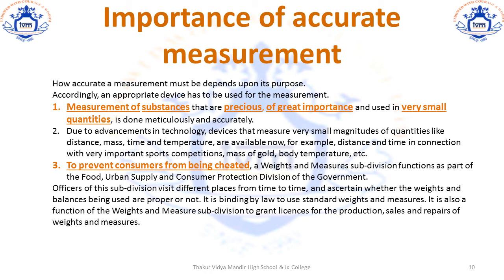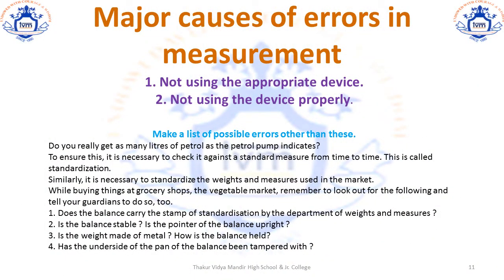It is also a function of the weights and measures subdivision to grant licenses for the production, sales and repairs of weights and measures. There are 2 major causes of errors in measurement. The first one is not using the appropriate device for measuring the quantity, or using a faulty device to measure a certain quantity. The second one is not using the device properly. Means the device is proper but you are not using it in a proper manner.